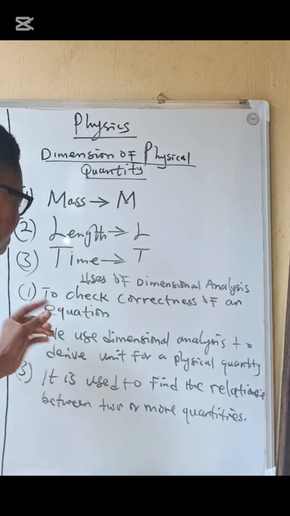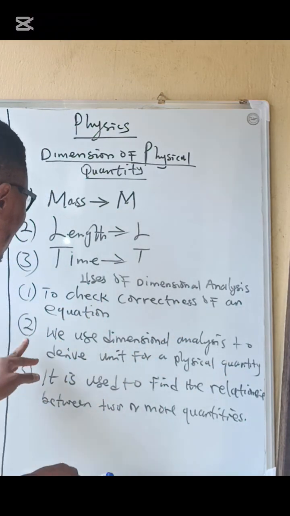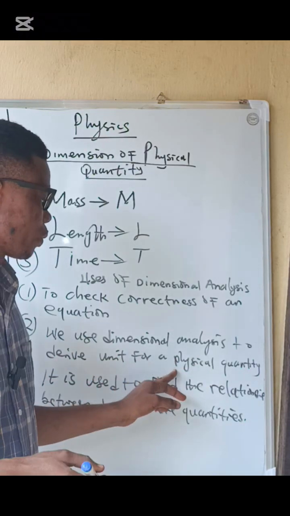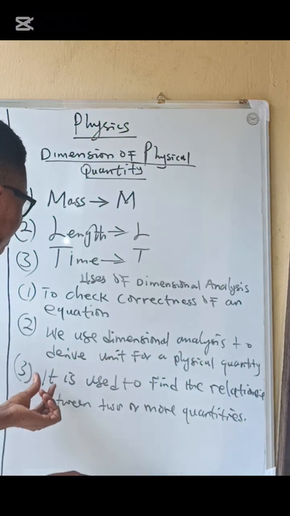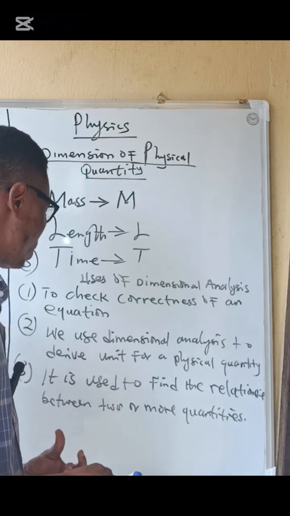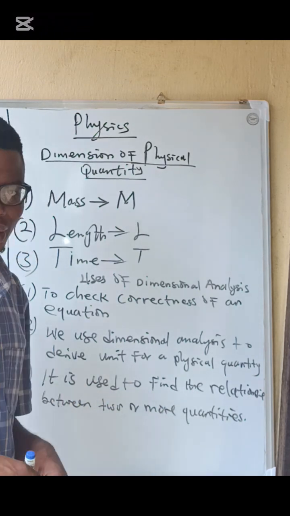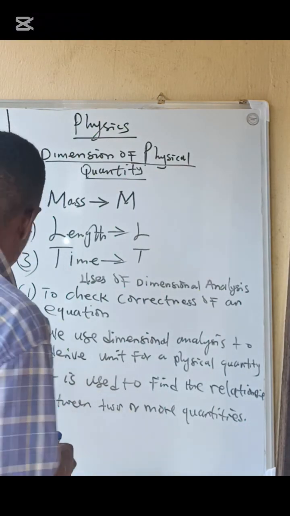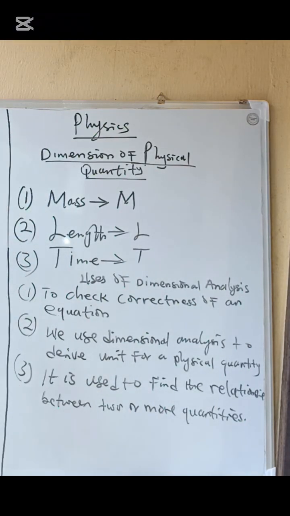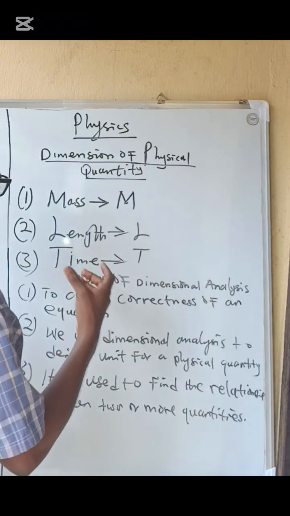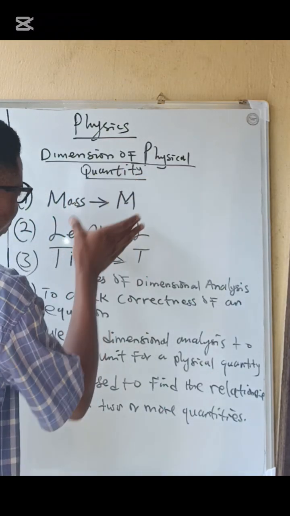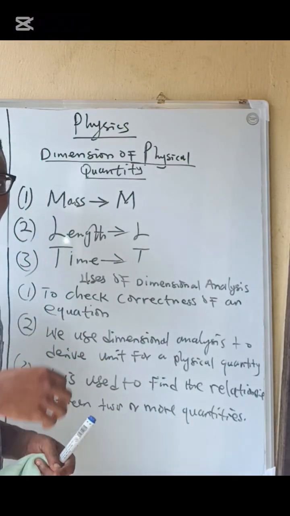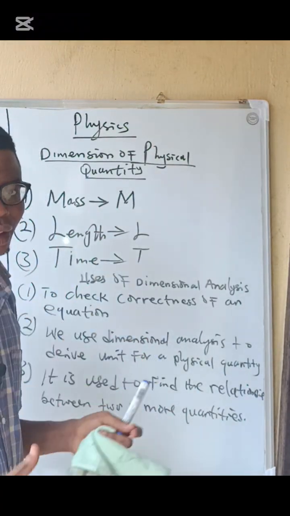So the first one, we use it to check the correctness of an equation. Number two, we use it to derive a unit for a physical quantity. Number three, we use it to find the relationship between two or more quantities. So this is why we study dimensional analysis. So we are going to look at how we can apply this dimension of physical quantity to derive dimensions for derived quantities.